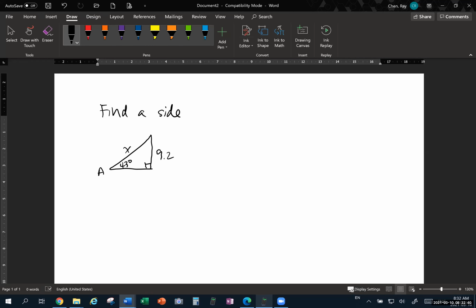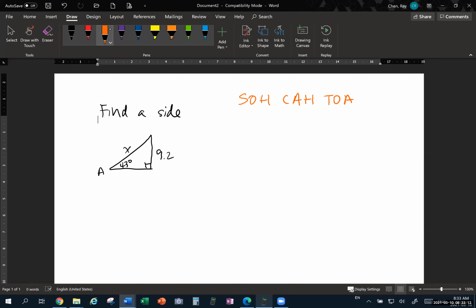So in this example, we're going to now use how do we find a side? Now, if they give you an angle and one side of the triangle, in this example, I gave you 43 degrees in the angle A, and 9.2 seems to be one of the sides. We're trying to find this side X. Some students don't know what to do, and that's okay. So we have that mnemonic, SOHCAHTOA, right? And this might assist you in what you're going to do to set up.